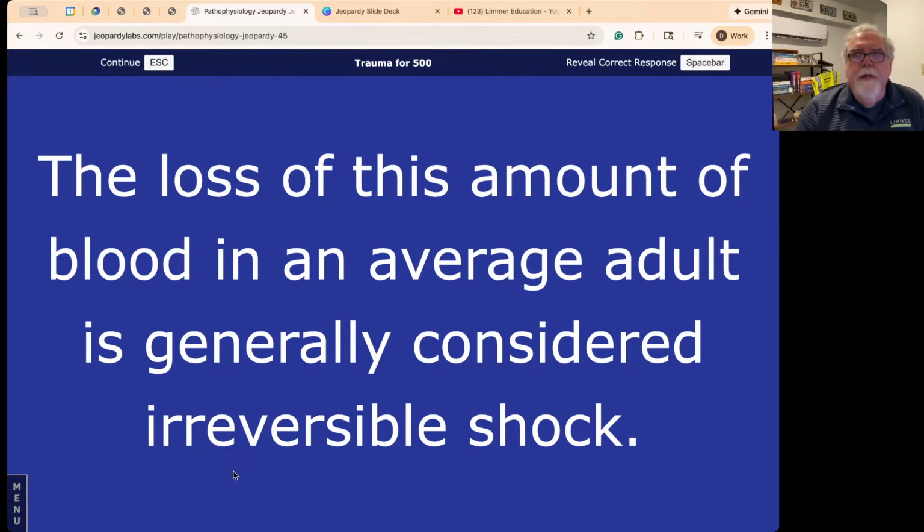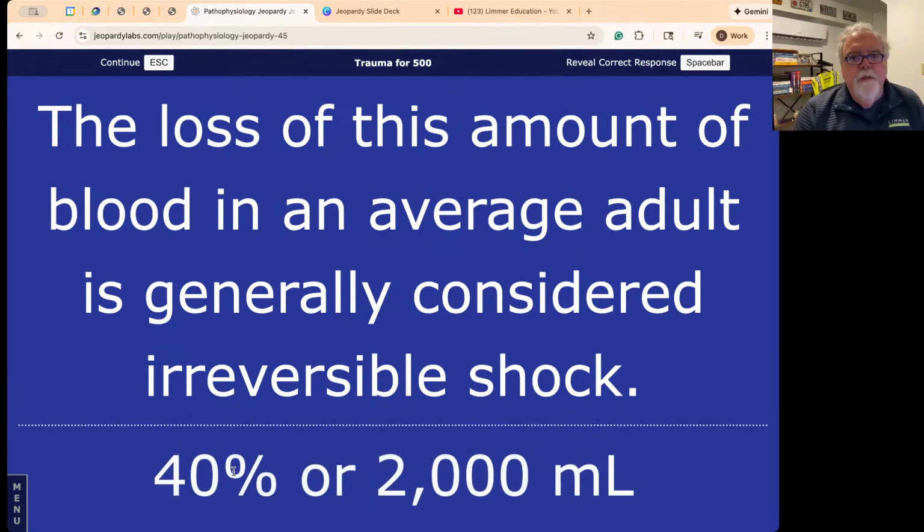The correct answer here, I don't want to stop people who are answering, but the correct answer, irreversible shock, is generally 2,000 milliliters, 2 liters of blood. I mean, picture a 2-liter soda bottle, right? That's about 40% of blood from that average adult. And that is generally considered stage 4 hemorrhage, and something that's considered generally irreversible.